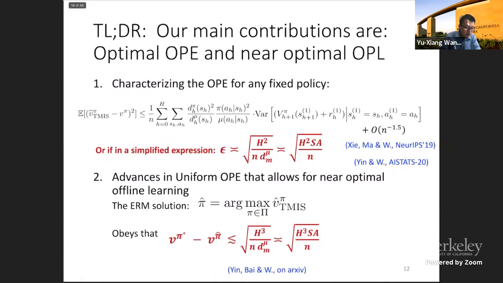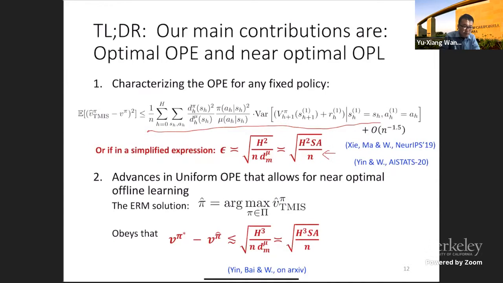Okay, a short summary of our key contributions on the two problems. On the problem of pointwise offline policy evaluation, our results say that you can solve this problem and analyze the mean square error with this complicated looking expression. If we simplify this a little bit, it scales with H squared over n d_m, where d_m, in the best possible scenario, is on the order of 1 over SA. So you can see it leads to a more interpretable bound.